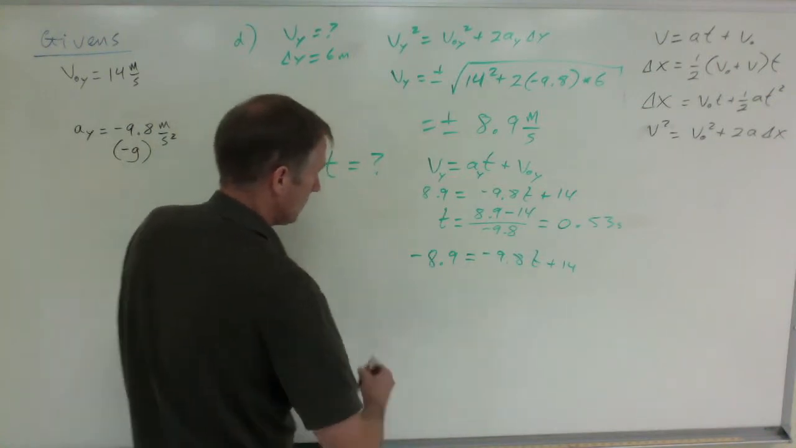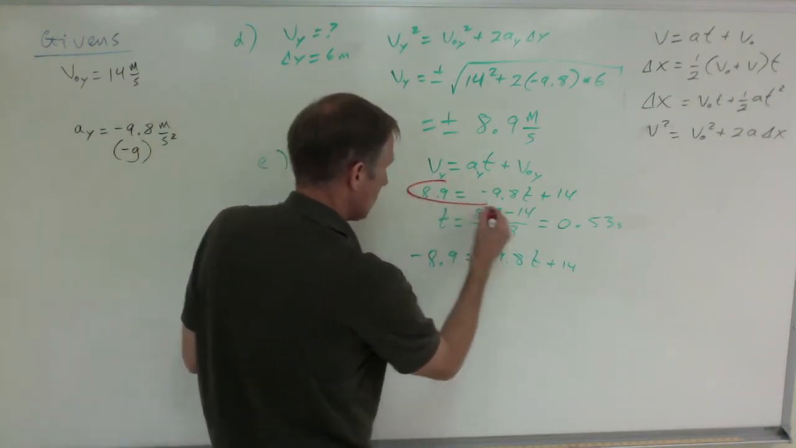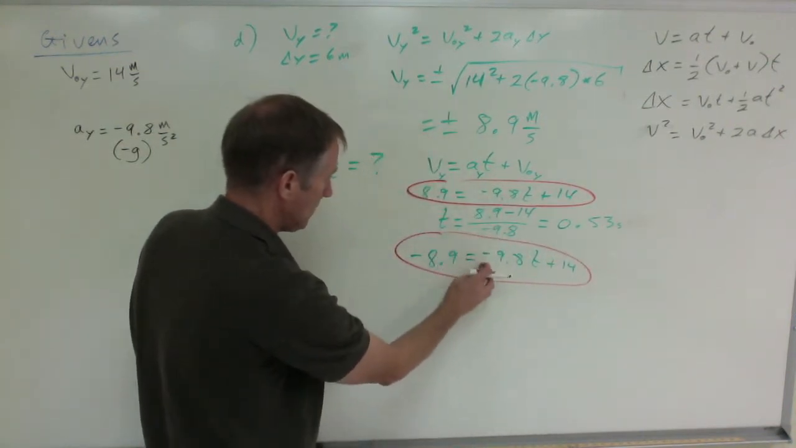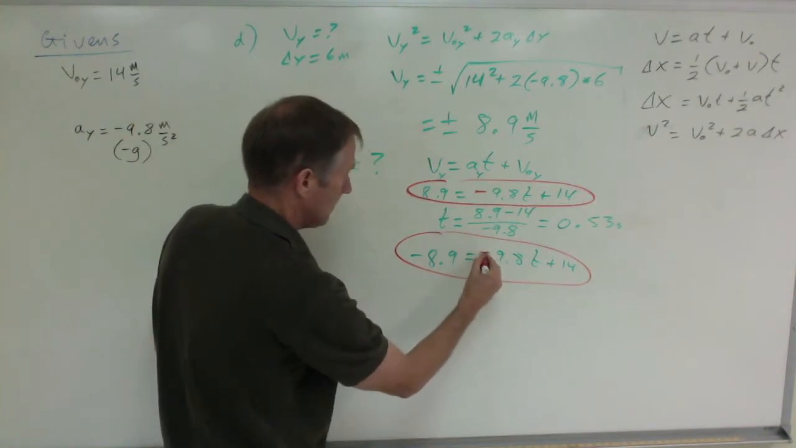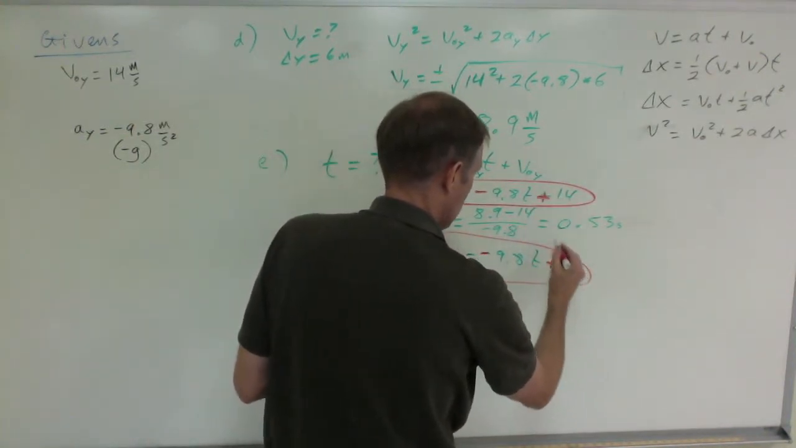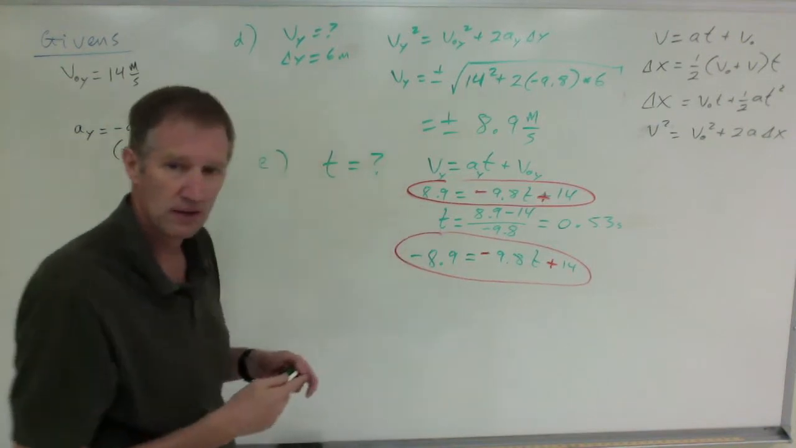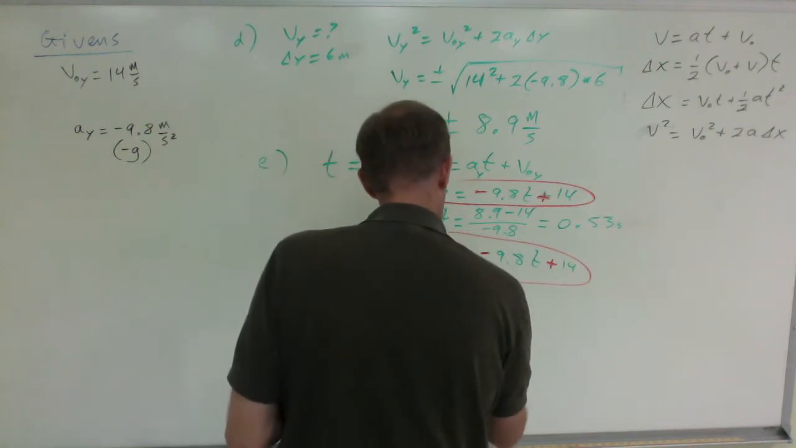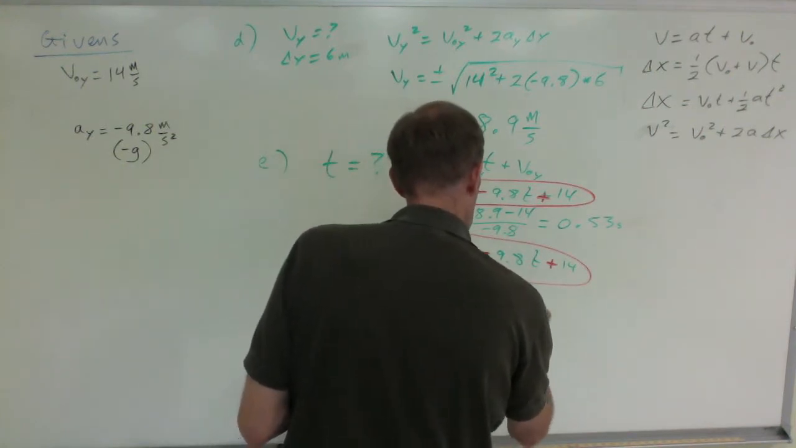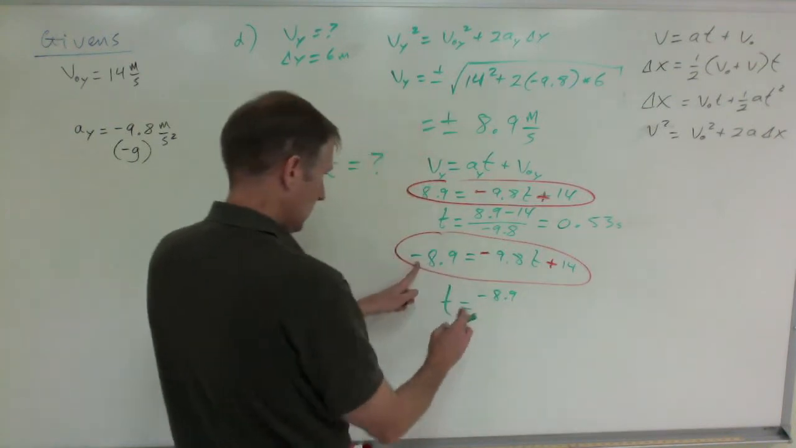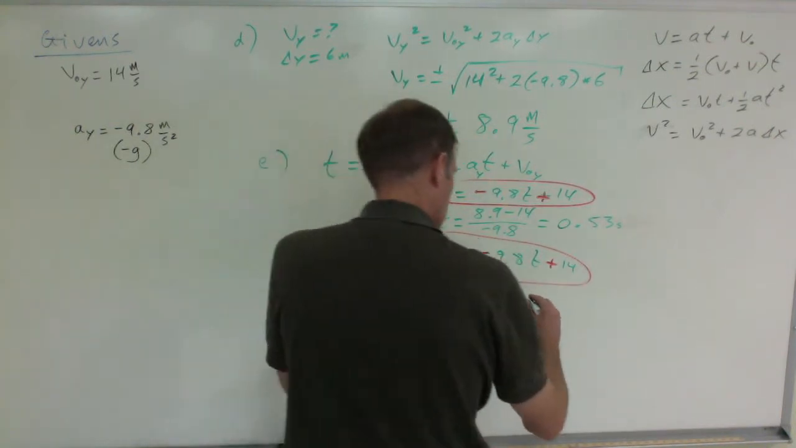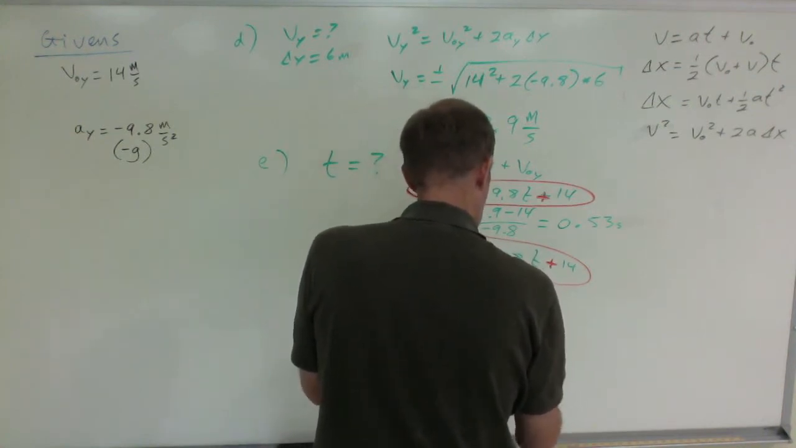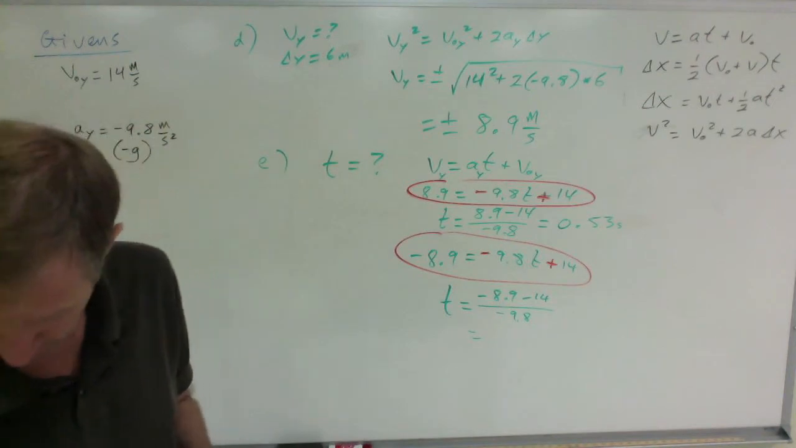Look at the similarities here. Only thing that's different between that equation and that equation is this negative sign. Otherwise, that's the same as that. That's the same as that. And that's the same as that. The only difference is this one negative sign because it's traveling downward now. Okay, so we solve for t. That's negative 8.9, negative right here. Subtract the 14 to the other side, so minus 14, just like before, all over negative 9.8. And I get 2.3 seconds.